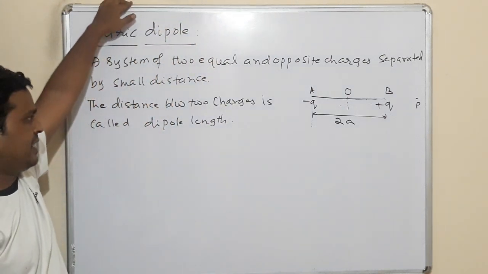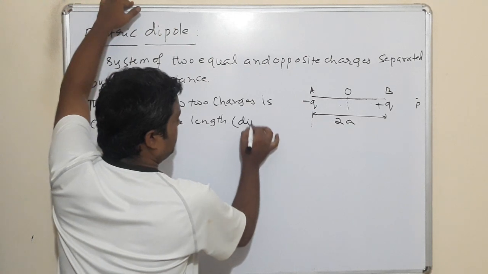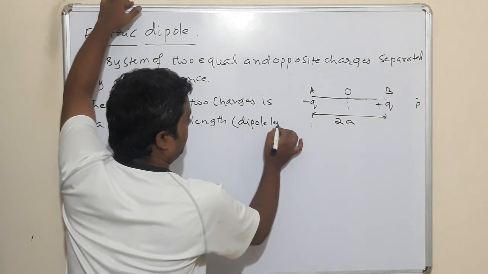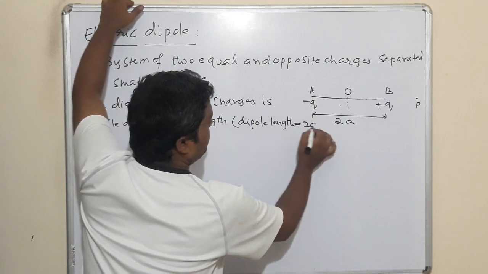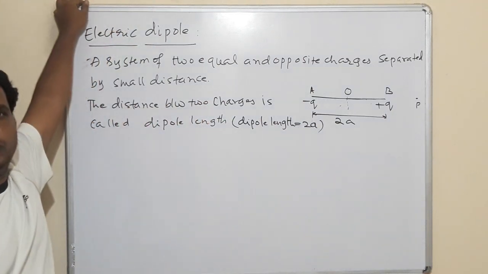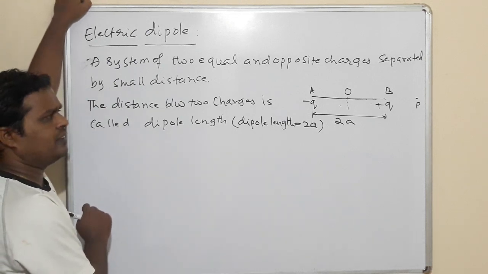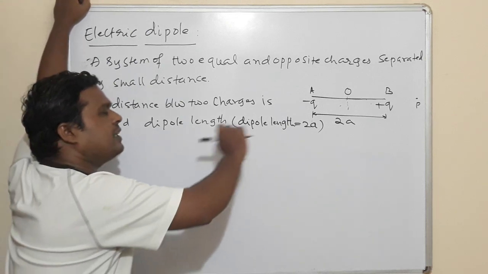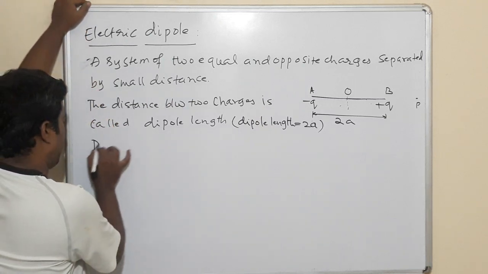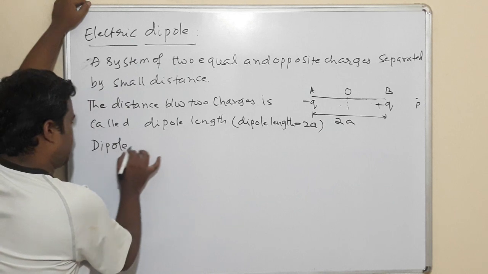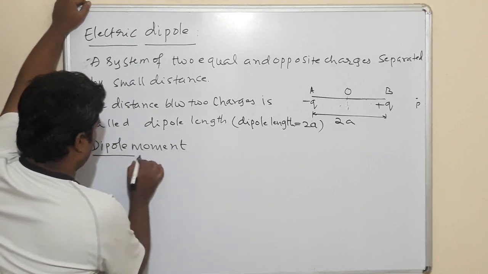And what does 2a stand for? 2a is the dipole length. So conventionally, we'll take the distance between two charges as 2a, which is called the dipole length. Okay. Then this is the dipole length. One more quantity we'll define for this dipole. That quantity is called the dipole moment. Dipole moment.